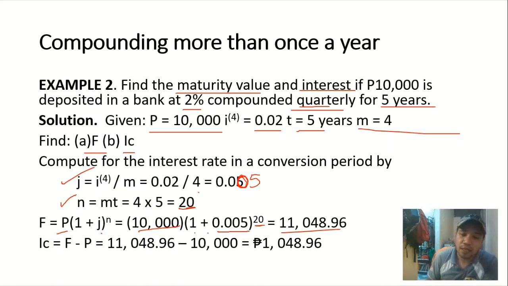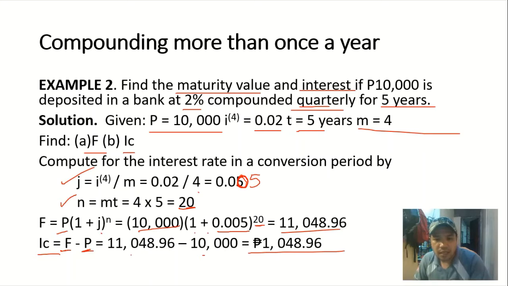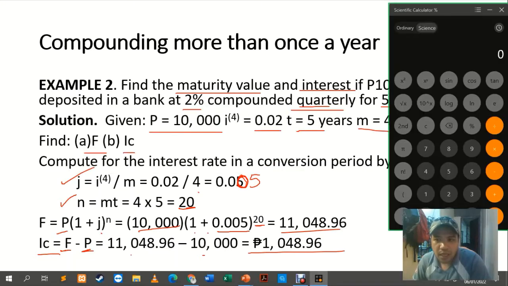Then, to get the interest, just subtract the present value from the future value. Yun yung interest natin. So, 11,048.96 minus 10,000 is 1,048.96. Okay, so let's try using the calculator.